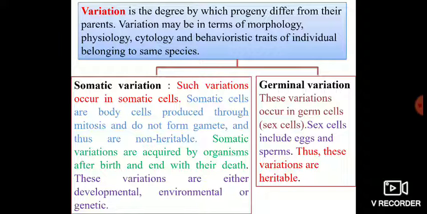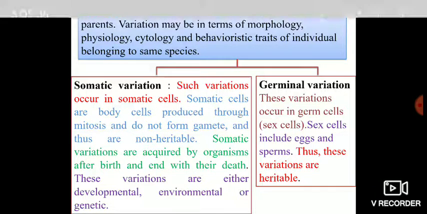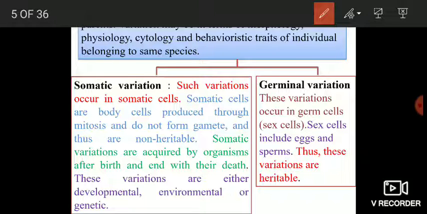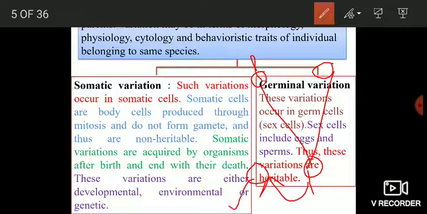Now the germinal variations. Those variations which occur in our germ cells or sex cells are known as germinal variations. Sex cells include eggs and sperms. These variations are heritable. When a sperm and an egg fuse, they will give rise to a zygote, and the zygote later on forms the embryo. The variations which were present in this sperm and the egg are now present in the offspring. These are known as germinal variations. Germinal variations are those variations which are present in germ cells, and these variations are heritable. That means they can be passed on to the next generation.